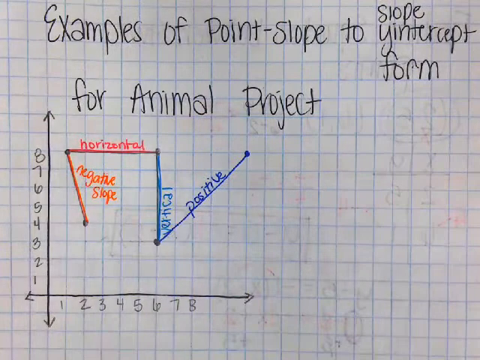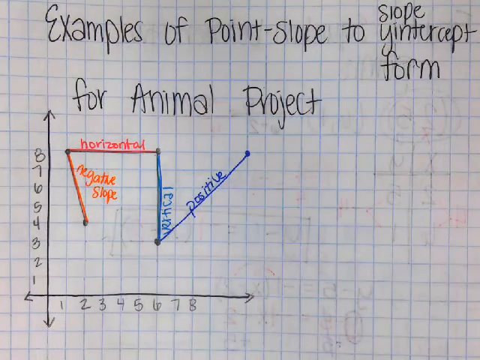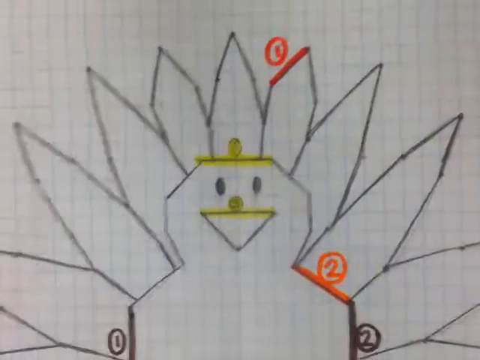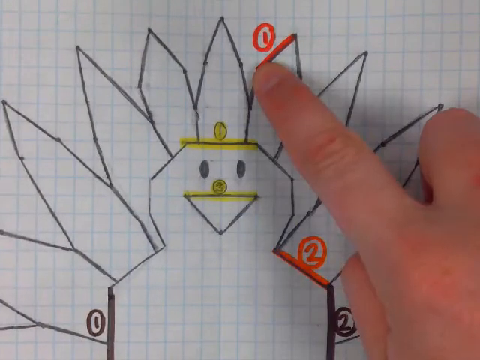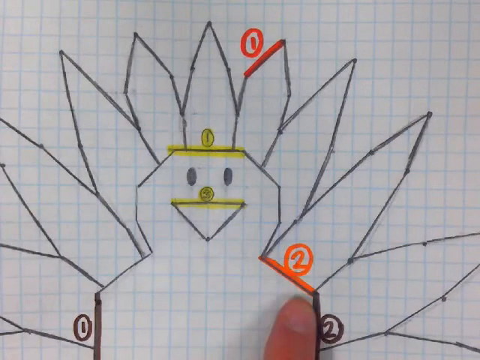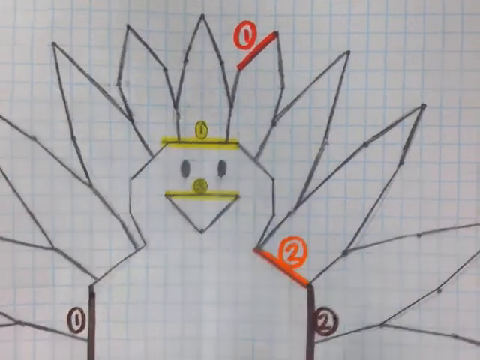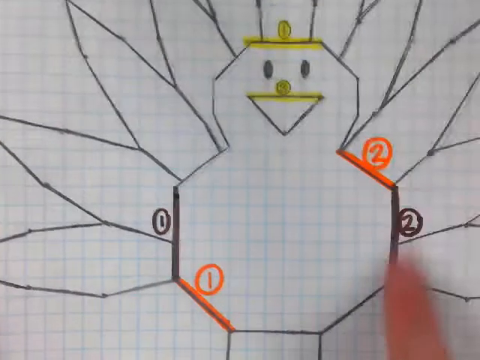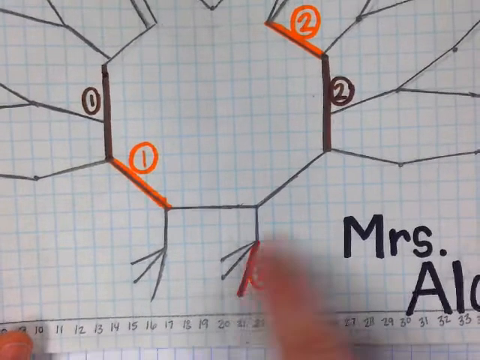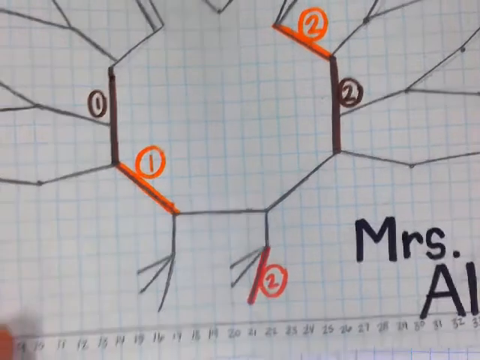Remember, you're going to have an animal that has lots of different lines. Like if you look at my turkey, you can see this is a negative slope because it's going down. These are horizontal. Here's my verticals, and there's a positive because it's going up. This is a negative because it's going down.